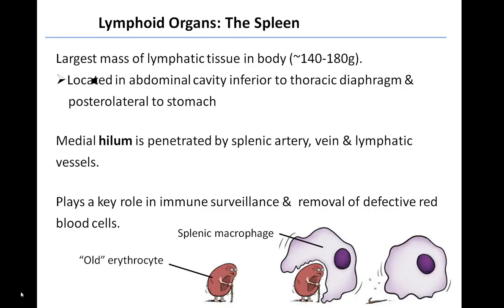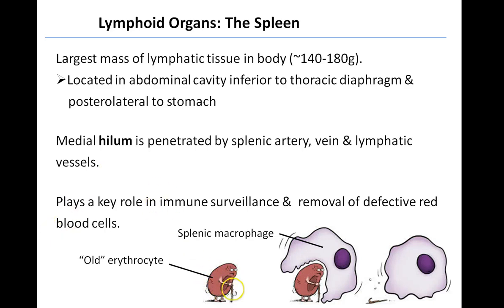The largest lymphoid organ of the body is the spleen. It's located dorsal and lateral to the stomach and inferior to the thoracic diaphragm. There is a hilum in it, which is an indentation that's penetrated by the splenic artery, the vein, and lymphatic vessels. This structure has a number of roles. It plays a key role in immune surveillance. It also produces blood in the fetus. It can transfer plasma from blood to lymphatic vessels as well to help maintain fluid volume. And it can also remove damaged red blood cells. That's one of its key functions.